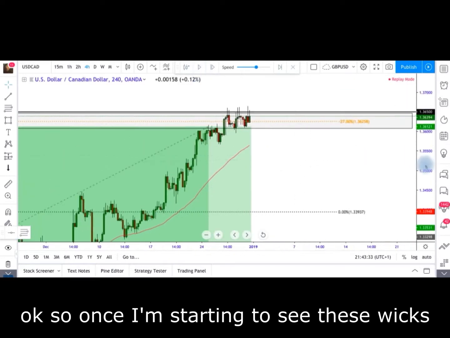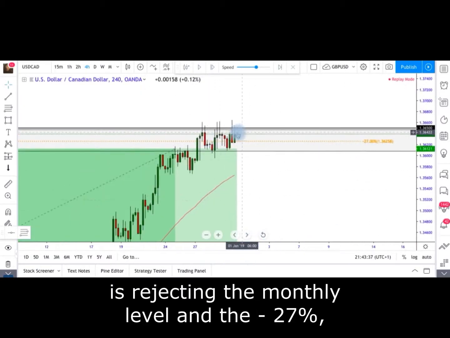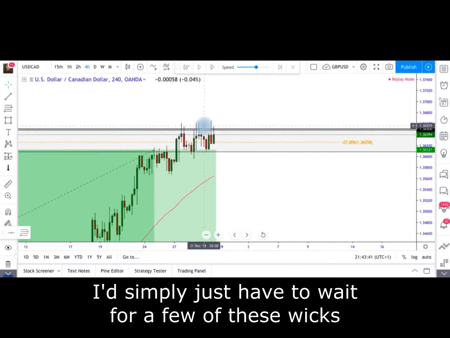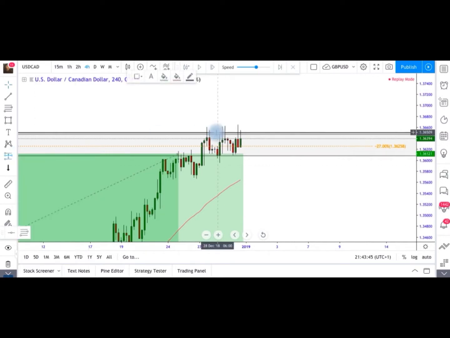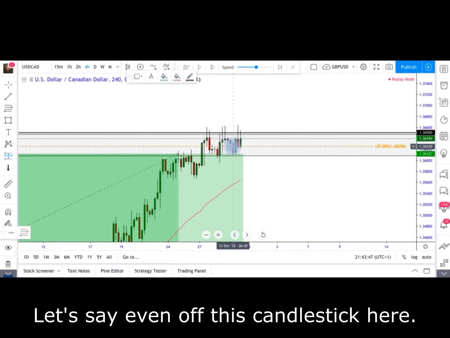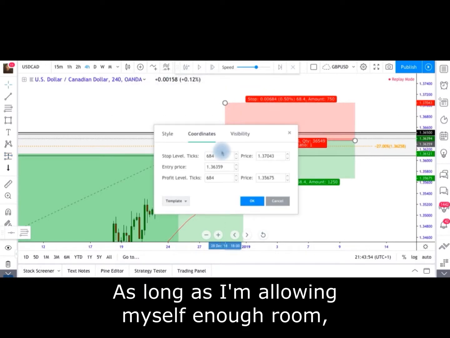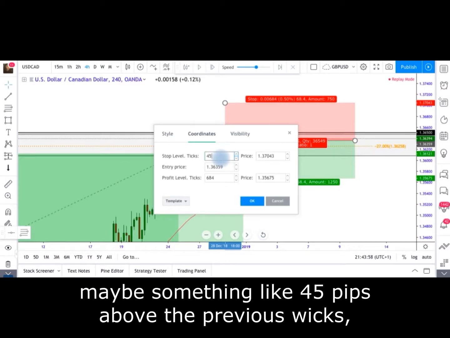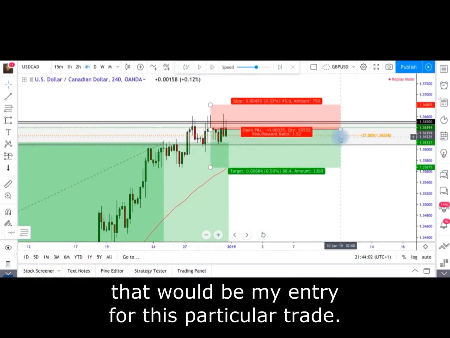Okay, so once I'm starting to see these wicks and these candlesticks to suggest that price is rejecting the monthly level and the minus 27%, I'd simply just have to wait for a few of these wicks to form first, so then I can place my short position, let's say even off this candlestick here. As long as I'm allowing myself enough room, maybe something like 45 pips above the previous wicks, that would be my entry for this particular trade.